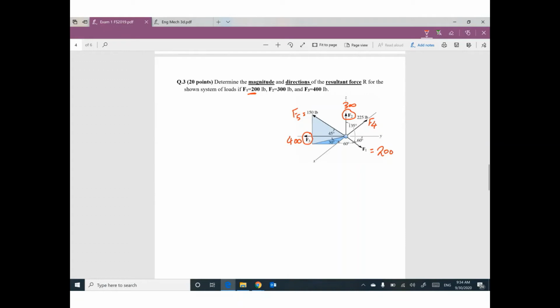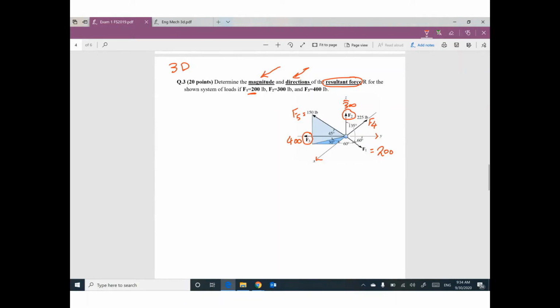We are looking for the magnitude and the direction of the resultant force. It's a 3D problem. How did you know it's 3D? Because we have 3 axes. Here is the x-axis, here is the y-axis, here is the z-axis. So this force is in 3D. So go ahead and break each force into 3 components.